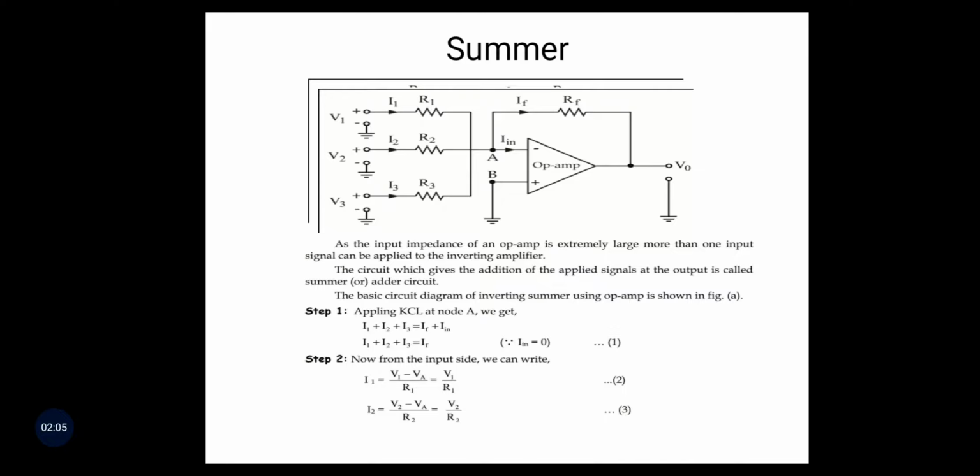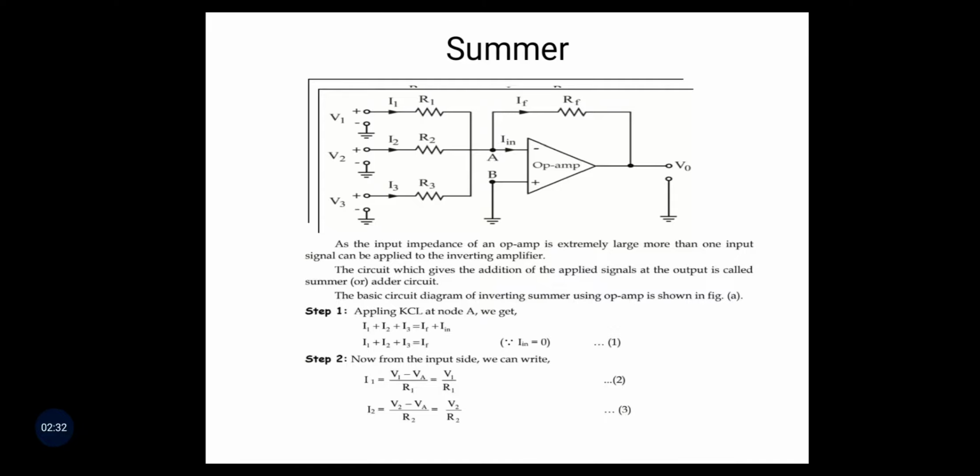As the input impedance of the op-amp is extremely large, more than one input signal can be applied to the inverting amplifier. The circuit which gives the addition of the applied signals at the output is called a summer. Another name is adder circuit.